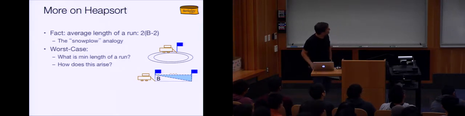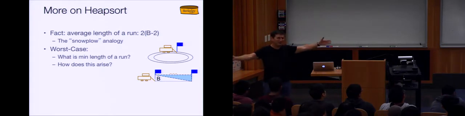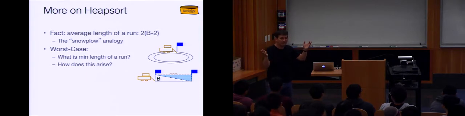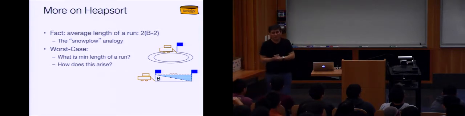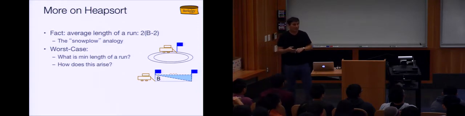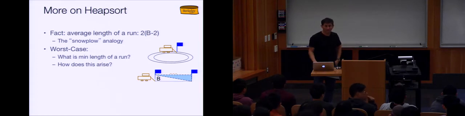So the fact is the average length of a run, which I didn't tell you, is 2B, or 2B minus 2. So if you've randomly arriving data values, the permutation is random of the data, then your runs will be twice as long as they are with quicksort, which means you'll have half as many runs, which means maybe, if you're lucky and the logs work out, you'll do one less pass with heap sort on average than you do with quicksort.